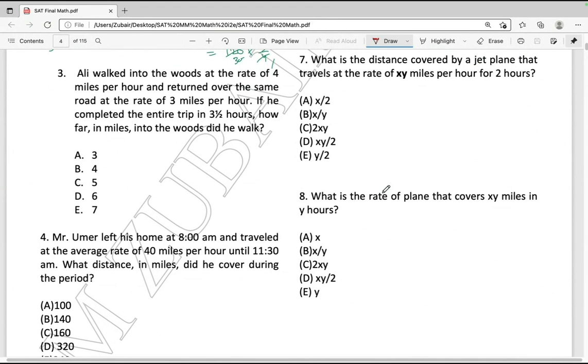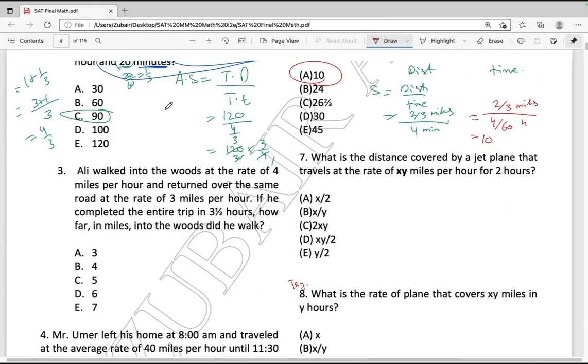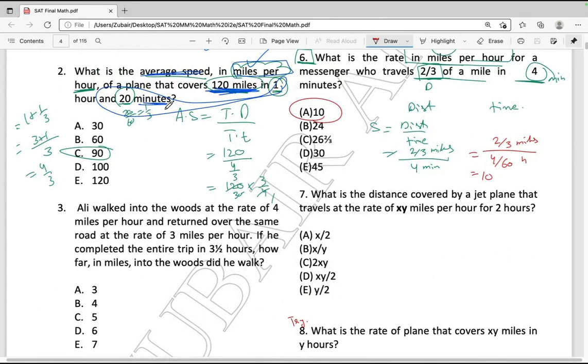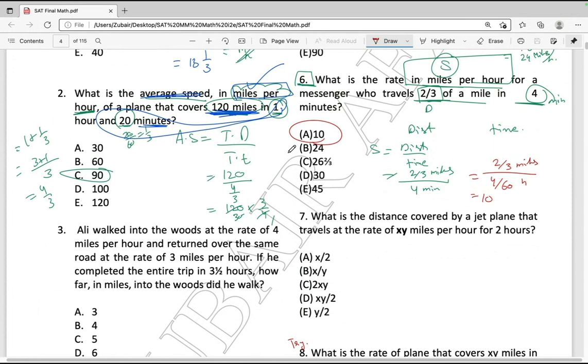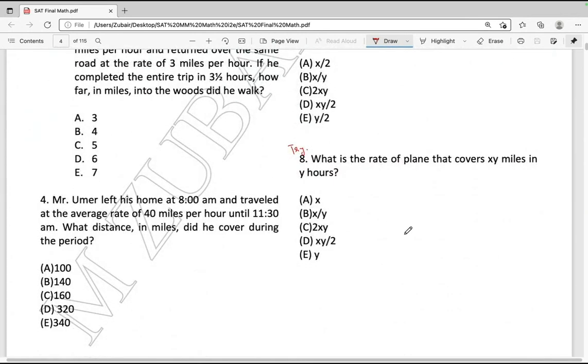Try question number 8. Can I just see the answer for the last question very quickly? Please repeat that, the last question. I just want to see. Okay, I got it. It's okay. You can go to question 8 now. Question number 8. Is it readable?